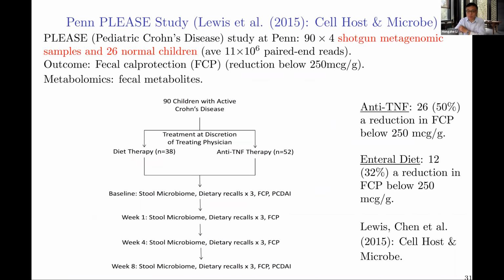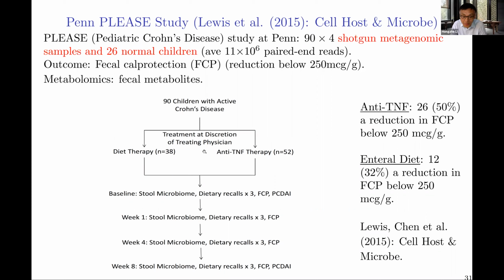Let me give you one example. I have been working on Crohn's disease for the last 5 to 10 years. This is one example where we look at pediatric patients with active Crohn's disease. There were 90 children with active Crohn's disease, and they were treated with 2 different treatments. One is diet, enteral therapy: 38 of them were treated by enteral therapy. And 52 of the children were treated by anti-TNF therapy. Those treatments were not randomly assigned.